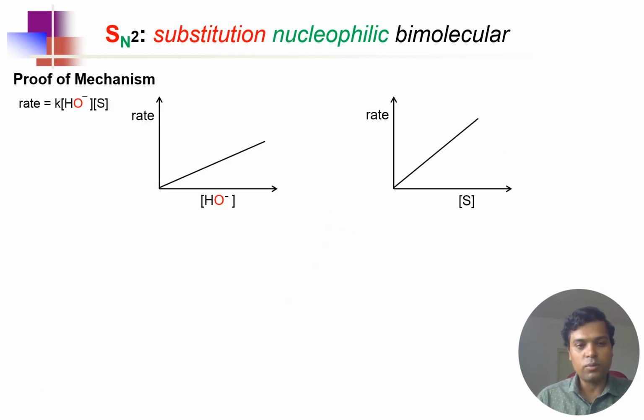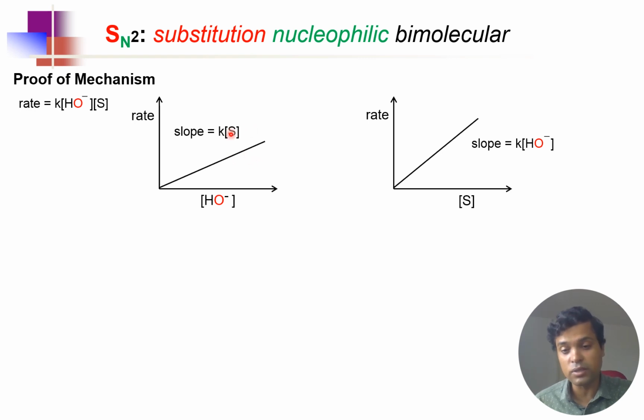Okay, so let's talk about how you can prove that the reaction actually depends on both. For this particular case, you can keep the substrate concentration constant and vary the concentration of the nucleophile. If you measure the rate, you will find that with an increase in the concentration of the nucleophile, the rate increases linearly. The slope in this case should be k times the concentration of the substrate, because the substrate concentration is kept constant and you are changing only the concentration of the nucleophile.